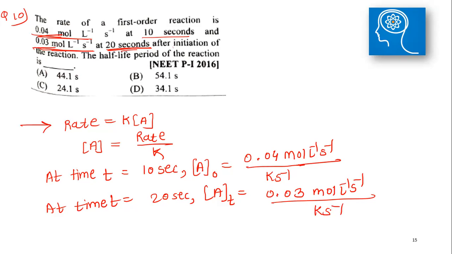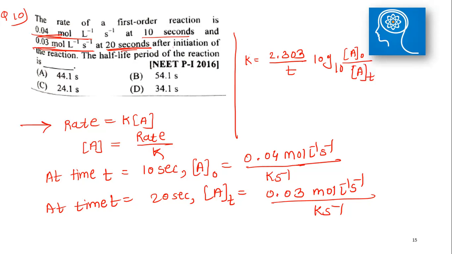Next, now the formula. You know the formula of the integrated rate law, that is k is equal to 2.303 upon t log to the base 10 concentration of A0 upon concentration of At. Now we only have to put the values of A0 and At. So it is equal to k is equal to 2.303 upon 10.